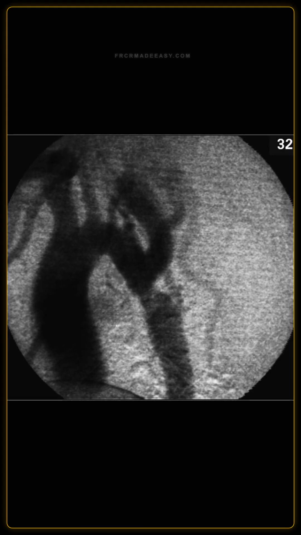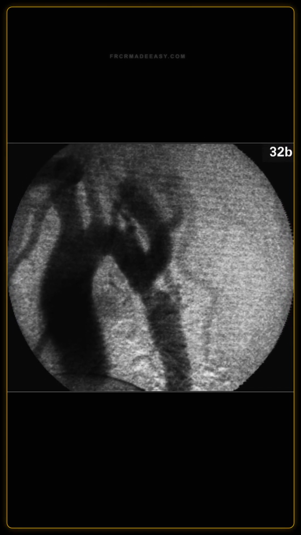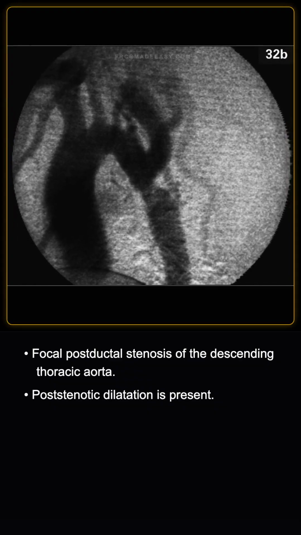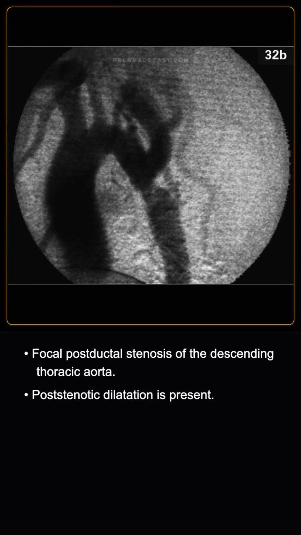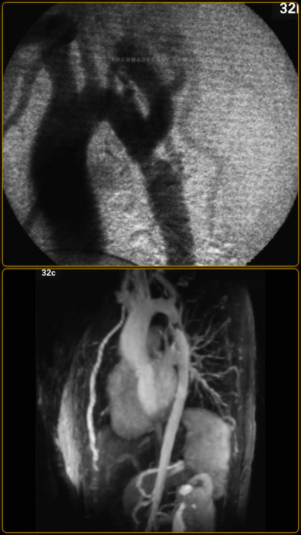I am displaying an angiogram of the thoracic aorta. Describe the findings. As seen in this angiogram, there is a focal postductal stenosis of the descending thoracic aorta with poststenotic dilatation. Describe the classification of coarctation of the aorta.